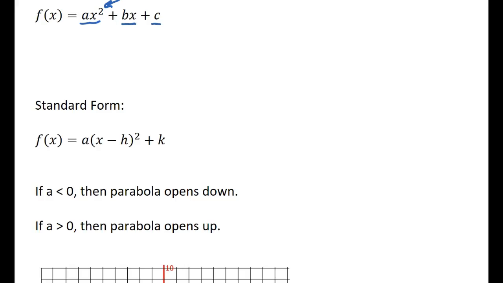Now we can also write quadratic functions in what we call standard form, and that has a outside the parentheses, and then inside parentheses we have x minus h all squared plus some number k. All right, now h and k are really important. They are the coordinates of the vertex of the graph of this quadratic function, and every quadratic function will give us a parabola.